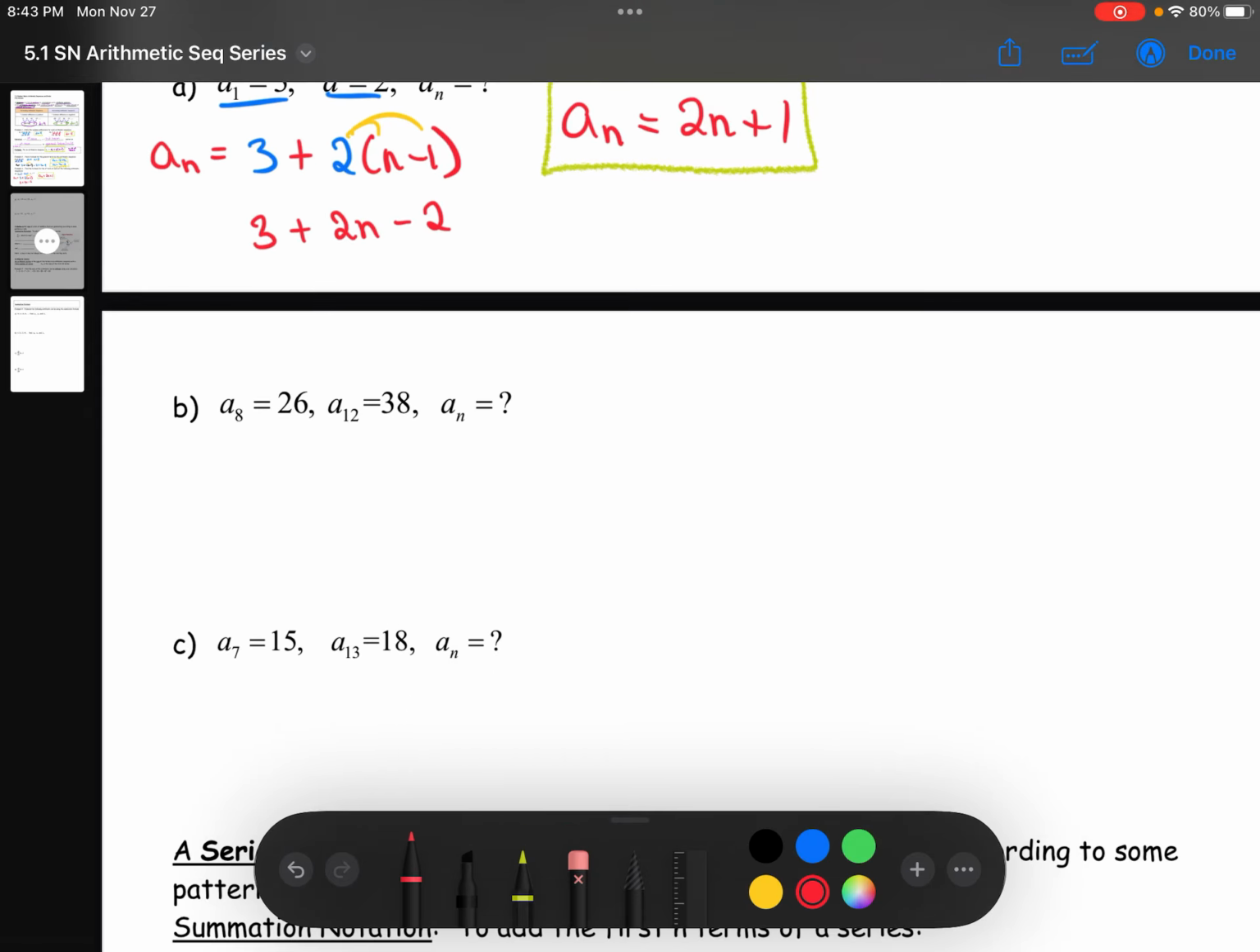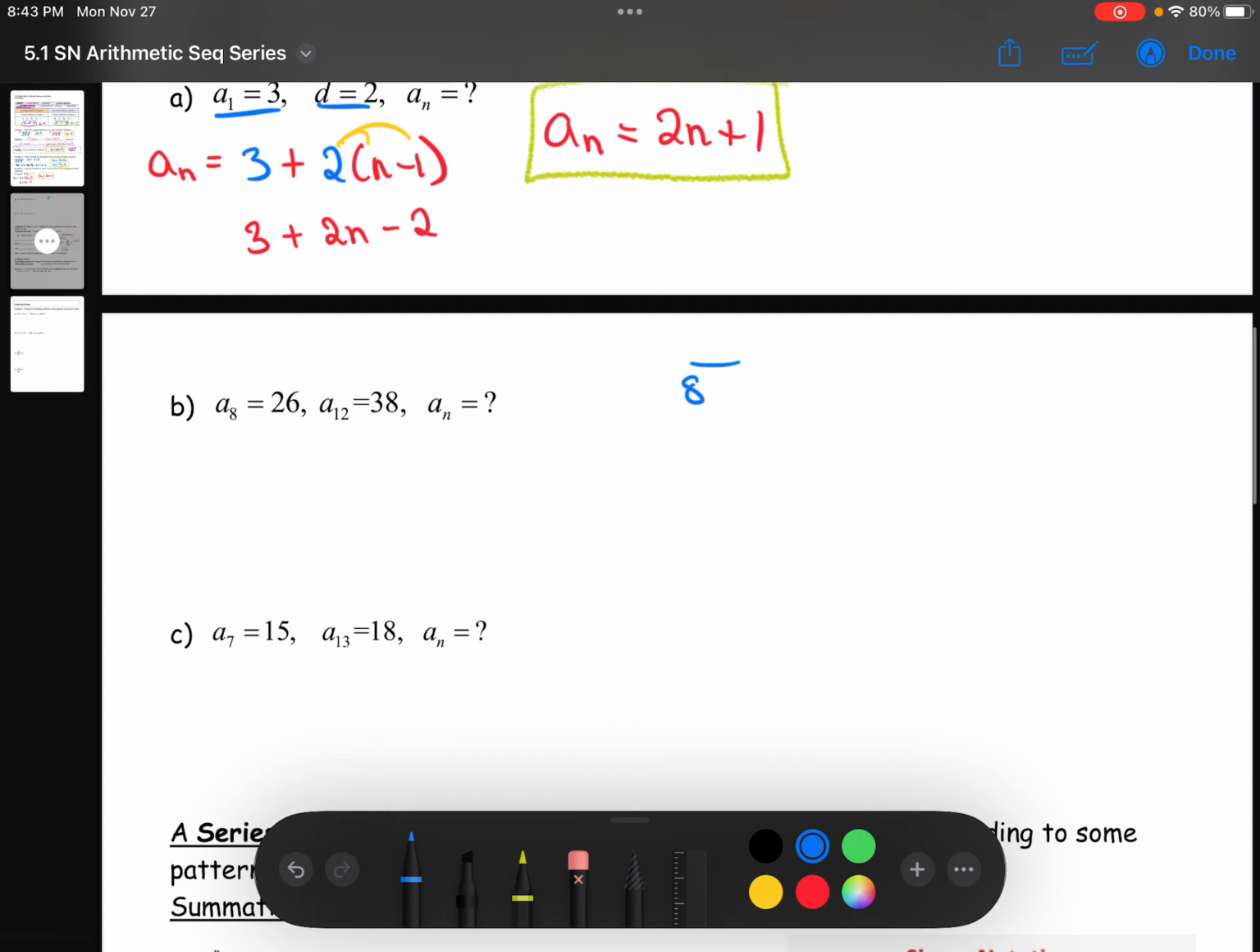So let's look at B. B is a little different here, okay? B gives us 2 terms, but it doesn't give us the first term. Okay, it gives us 2 terms, neither one of them being the first term. What we do have, though, is the 8th term, 9th, 10th, 11th, and we have the 12th term. We have a 26 here, we have a 38 here.